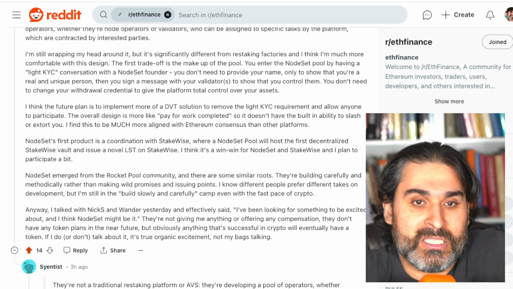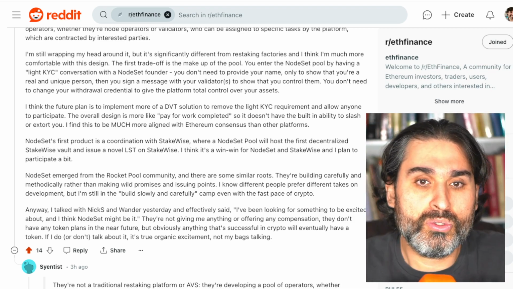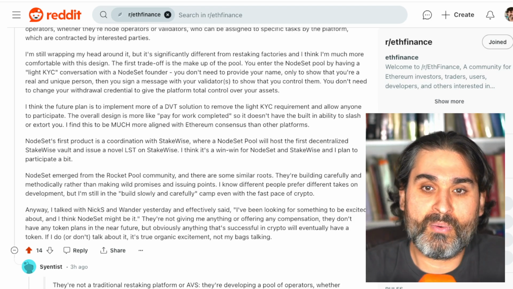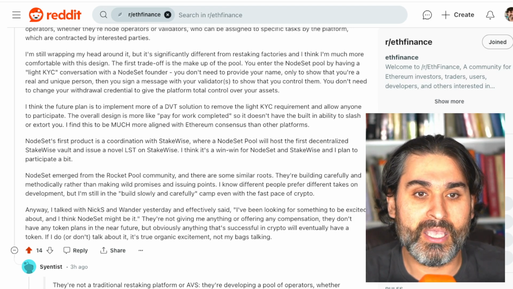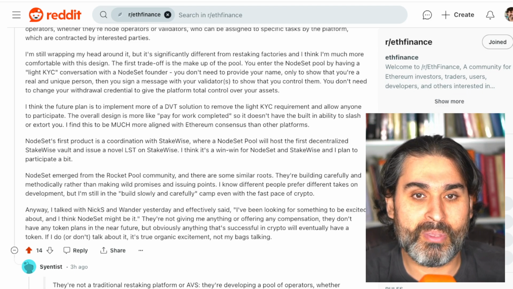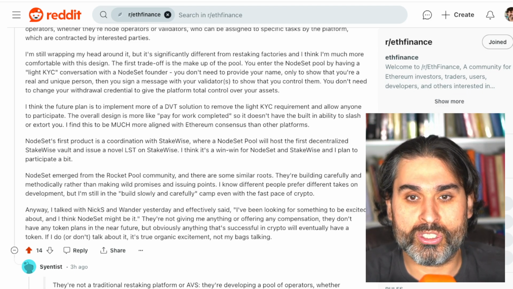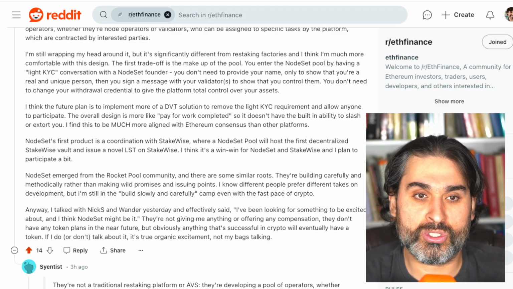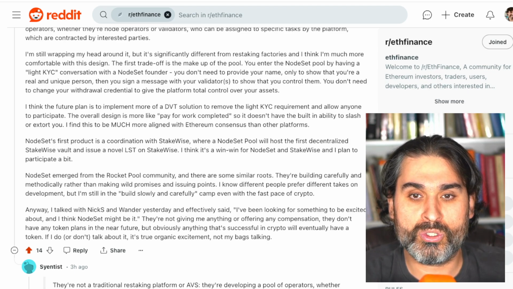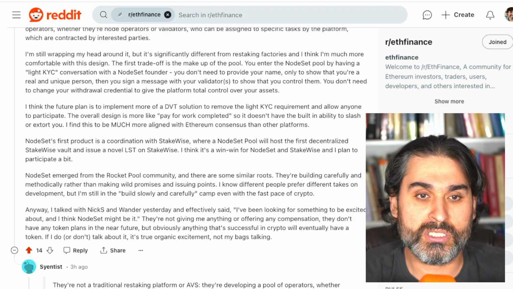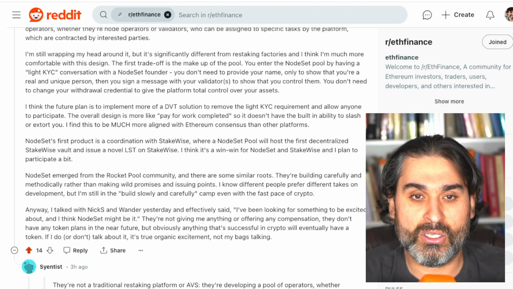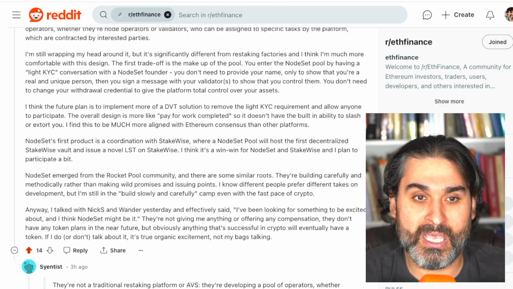I think the future plan is to implement more of a DVT solution that can remove the KYC requirement and allow anyone to participate. The overall design is more like pay for work completed, so it doesn't have the built-in ability to slash or extort you. I find this to be much more aligned with Ethereum consensus than other platforms. NodeSet's first product is a coordination with Stakewise, where NodeSet will host the first decentralized Stakewise vault and issue a novel LST on Stakewise. I think it's a win-win for NodeSet and Stakewise, and I plan to participate a bit.